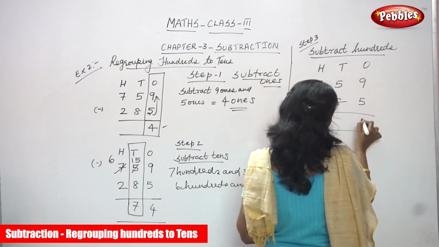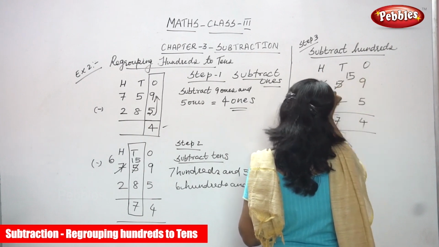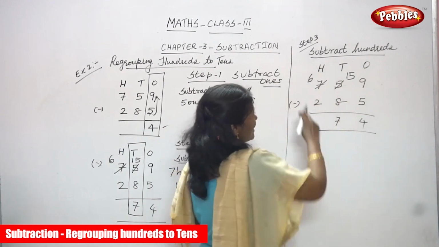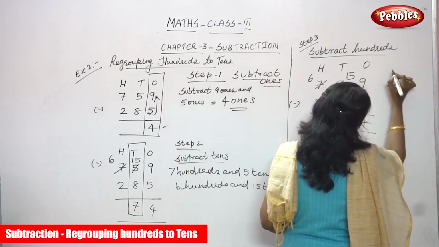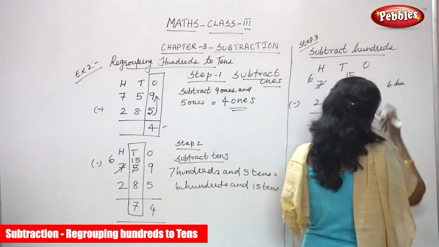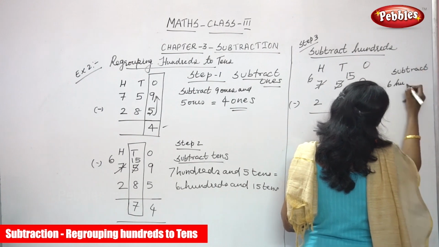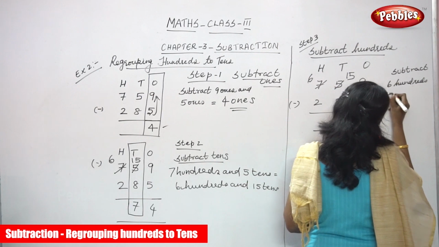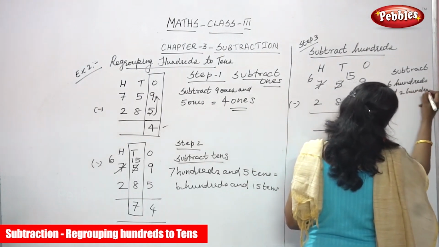So you know the answer in the ones place is 4, and here the 7. So 5 becomes 15 and this 700 becomes 600. So I have to subtract 200 from 600. So write here 600, subtract 200s.